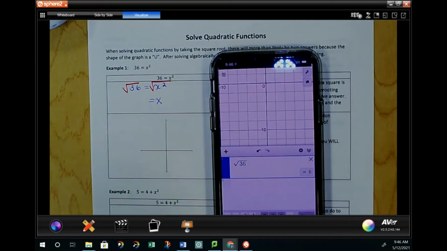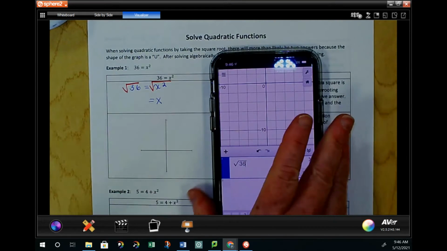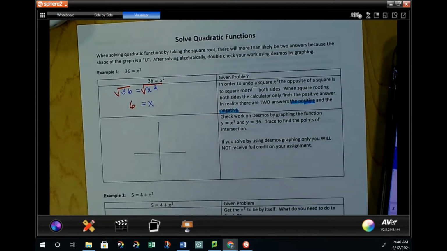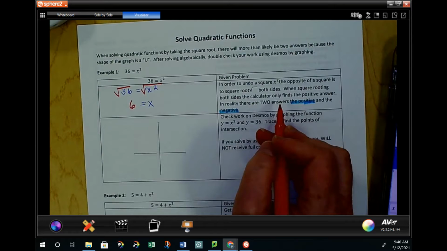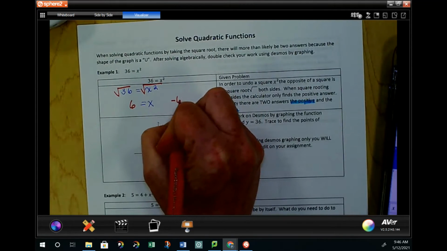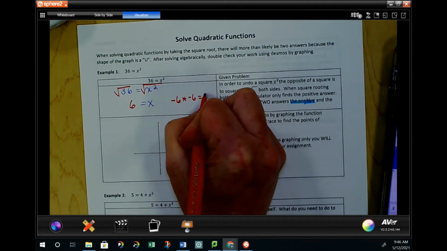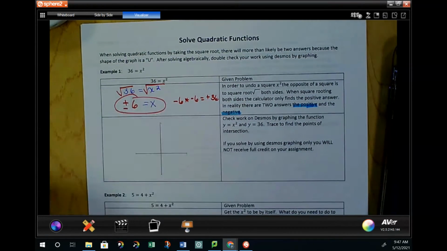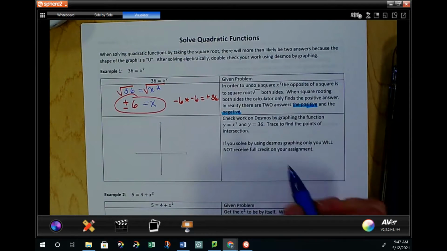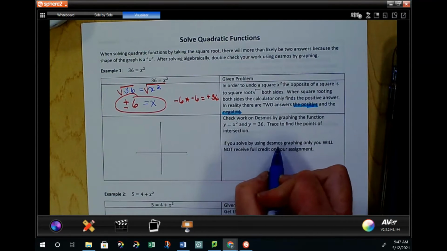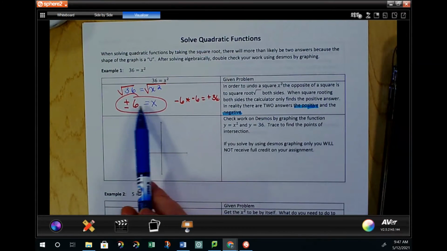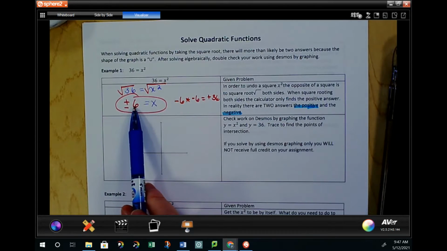But notice that I only get positive 6. I did not get the negative version of that. So x is 6, but I also know that negative 6 times negative 6 is also positive 36. So my answer to this one will be plus and minus 6. Let's double check this answer. Let's trace to find those points. If you solve by using Desmos alone, you will not get full credit, because it will only give you positive 6.